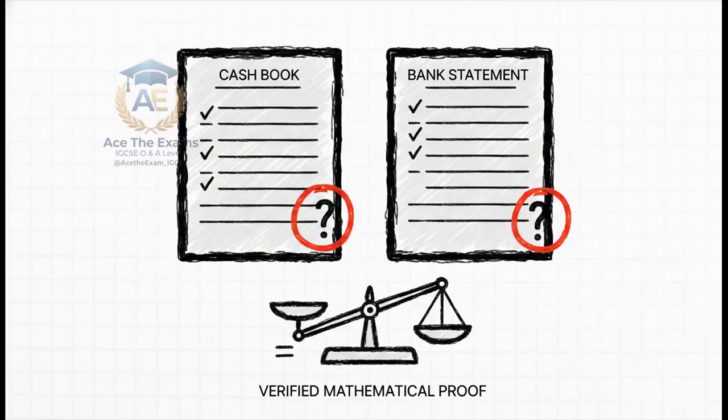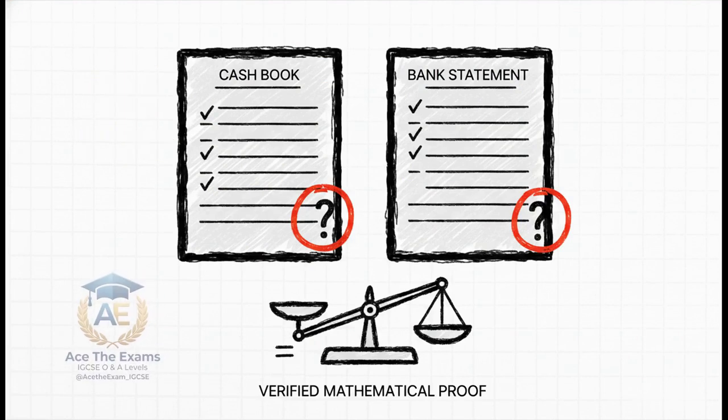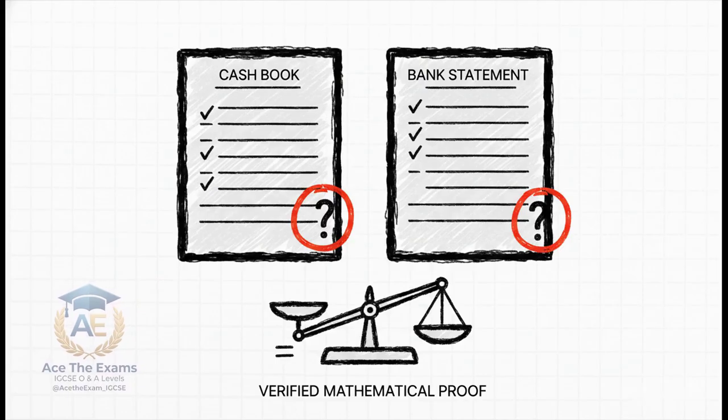Which brings us nicely to interpreting the stimulus materials. Accurately extracting data from texts and tables isn't just a good idea, it's a non-negotiable skill for passing. When you're staring at a side-by-side comparison of a cash book and a bank statement, you should be physically ticking off the matching items first. And those unticked items left over, those are your discrepancies.